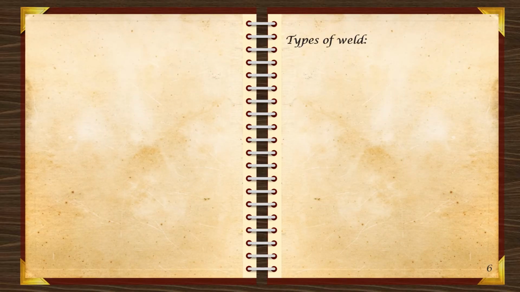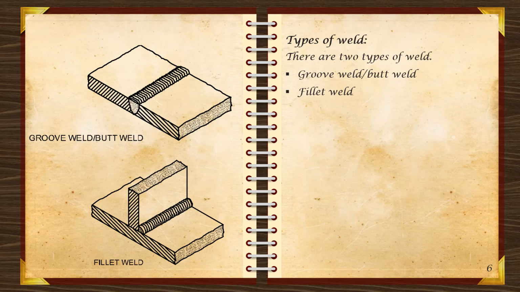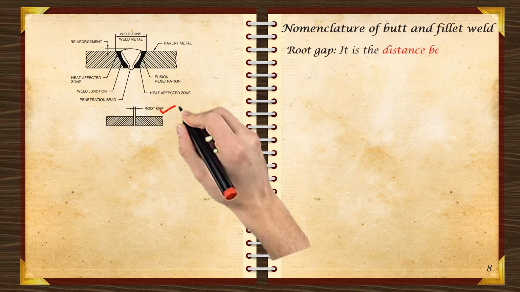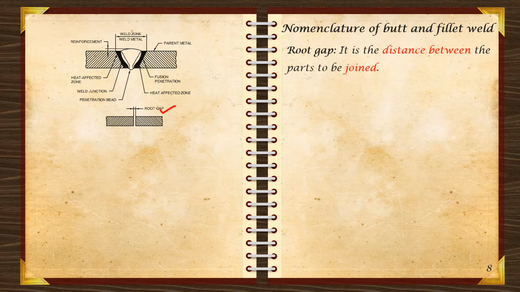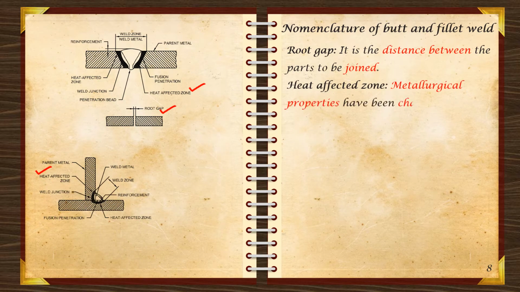Let's see the types of weld. There are two types of weld: groove weld or butt weld, and fillet weld. Let's see the nomenclature of butt and fillet weld. Root gap: it is the distance between the parts to be joined. Heat affected zone: the zone where metallurgical properties have been changed by the welding heat adjacent to the weld.